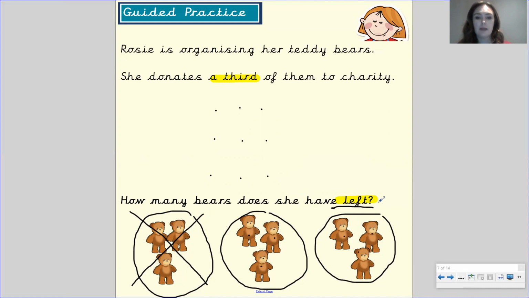So how many bears does Rosie have left? Pause the video to have a think. Well done. She has got 6 bears left. So originally she had 9, but she donated a third of them to charity, which means she's been left with 6 bears.